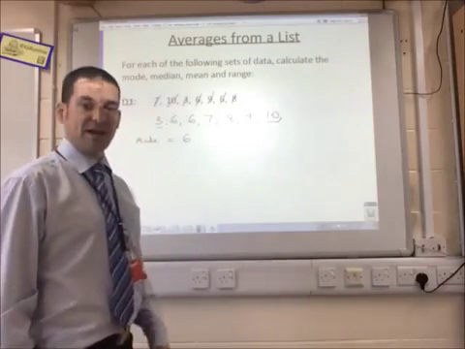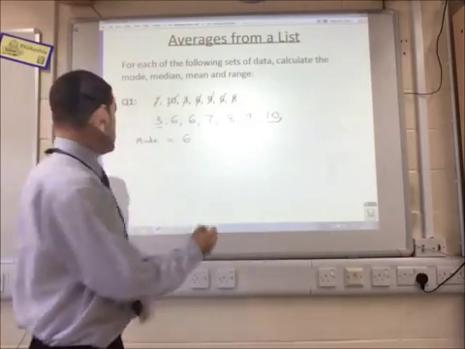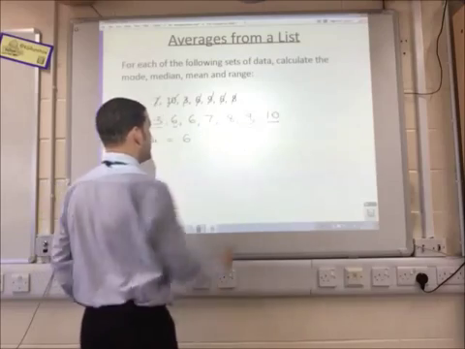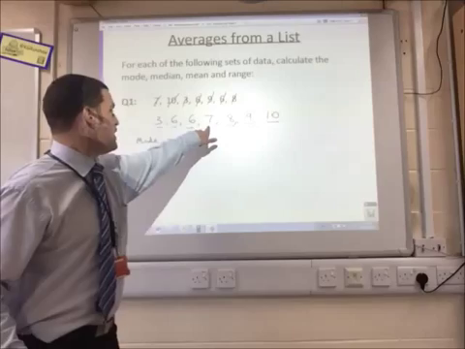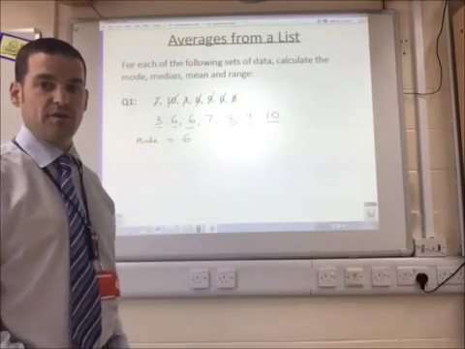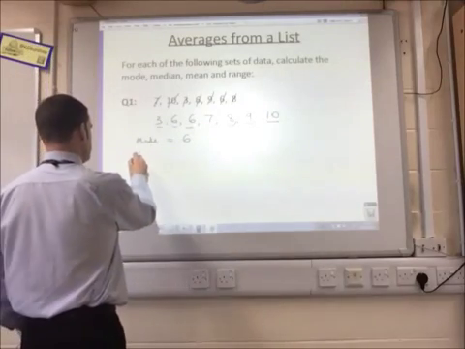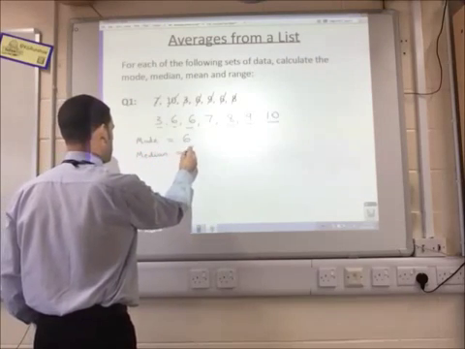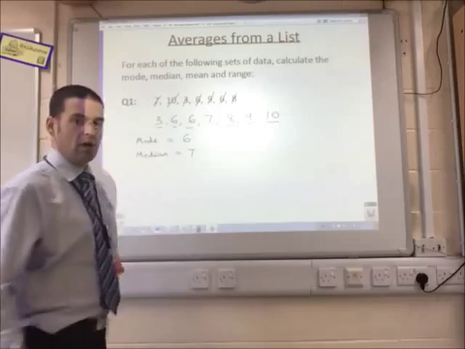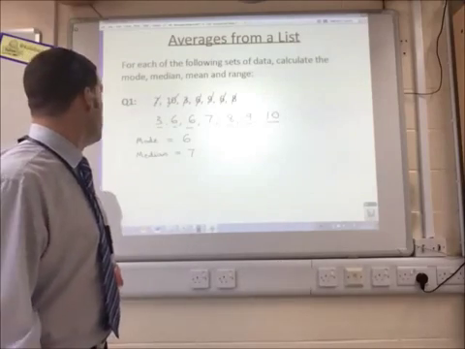So the numbers on the outside are 3 and 10. If I work inwards, the next pair is 6 and 9. Keep working inwards, 6 and 8. That leaves me with the number 7, which must be right in the middle of the data. So the median is 7.